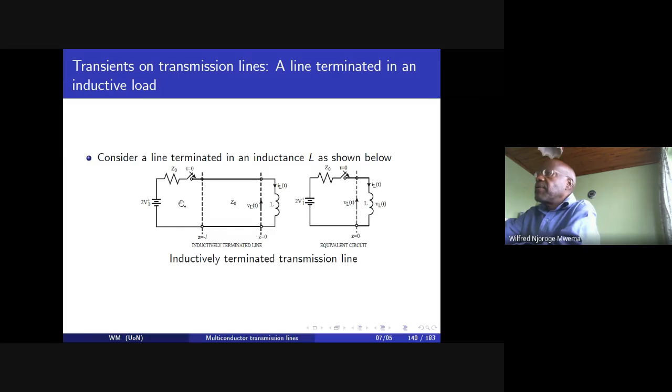And what we want to look at is the equivalent circuit in circuit theory. It would look like this. We just have a Z0 and we have an inductor connecting it. So what is the effect of the length of the transmission line, L, that we have in here?